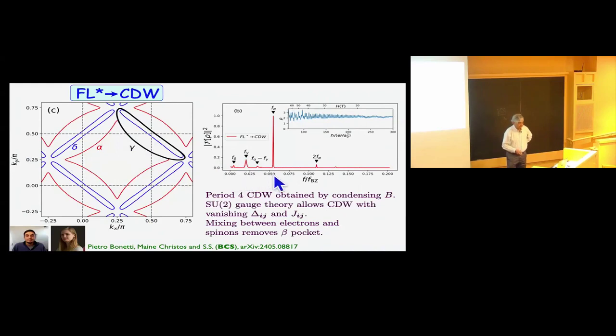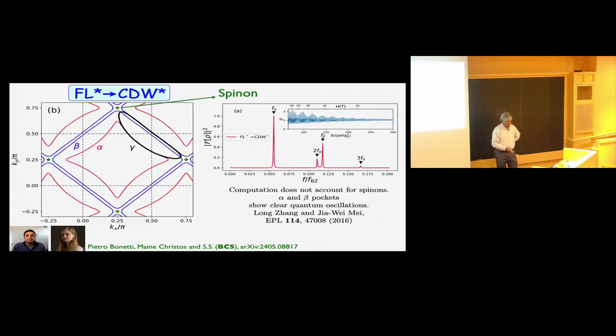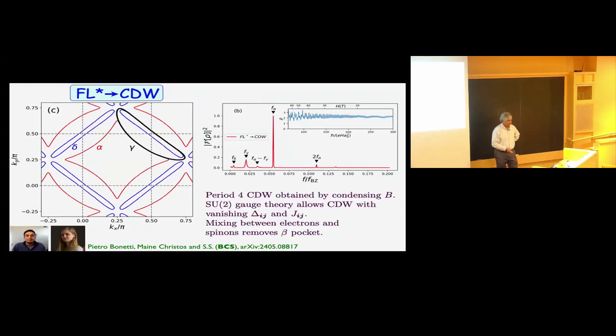So basically, you just get the alpha pocket. That's it. So the spinons, you just put them into this calculation of Long and of Zhang and Mei, and lo and behold, you get rid of the beta peak. You get exactly what's seen. All right, so that's another problem I would like to see solved.